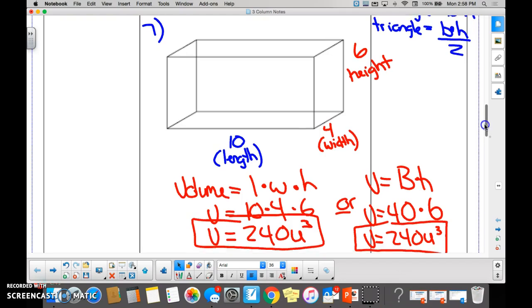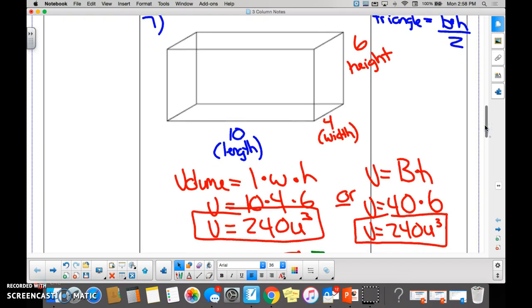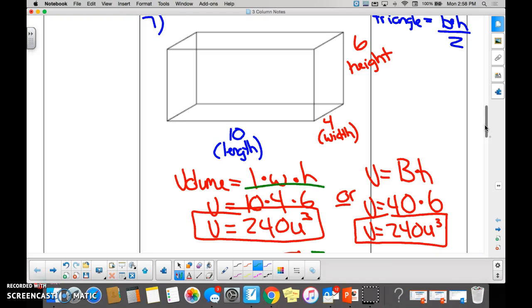Now, because this is a rectangular prism, we actually could have used length times width times height, right? Yes. 10 times 4 times 6, because that is the volume of a rectangular prism. However, we know that this formula will work for any type of prism, rectangular or triangular, right? So capital B means what, everyone? Area of base. And H means what? Height.